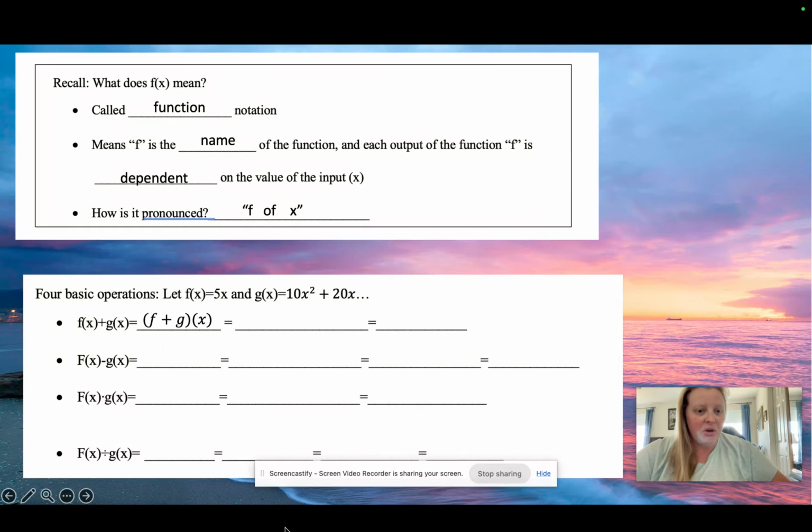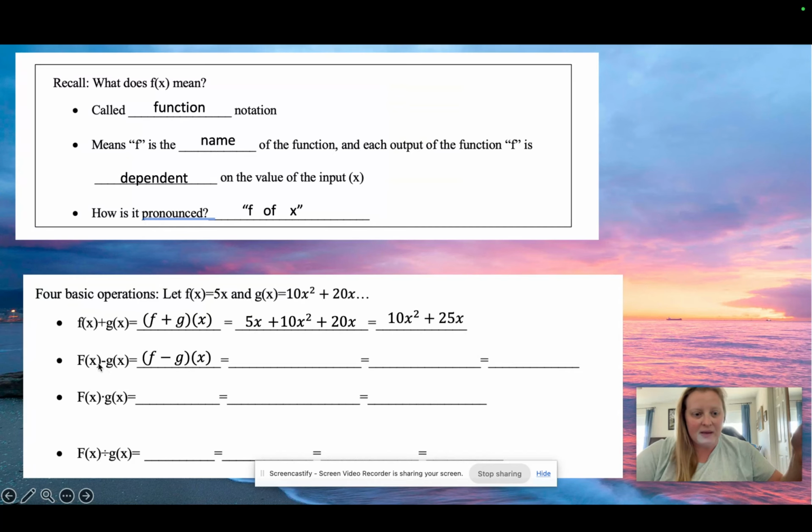So for example, when you see f plus g of x, that's how you would pronounce it, that means f of x plus g of x. So all I have to do is take the f of x formula, which is 5x, and add it to the g of x formula, which is right here. Then I just combine my like terms and I'm done. So it's not really complicated math. It's very simple.